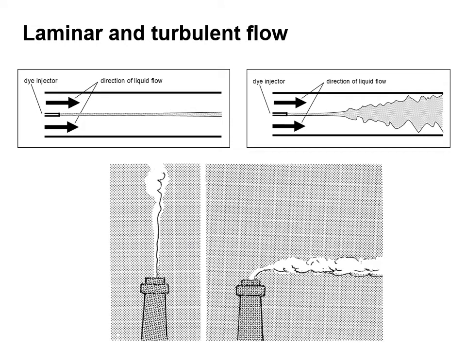So you can see some sketches showing laminar and turbulent flow. Top left, this is laminar flow, and you can see that the dye filament remains intact as we move through the pipe. In turbulent flow, we can see that the dye filament breaks up as we move along the pipe. The image below shows a chimney. On the left, a chimney on a calm day, where the smoke rises vertically, but on a windy day, you can see we have what looks more like turbulent flow.